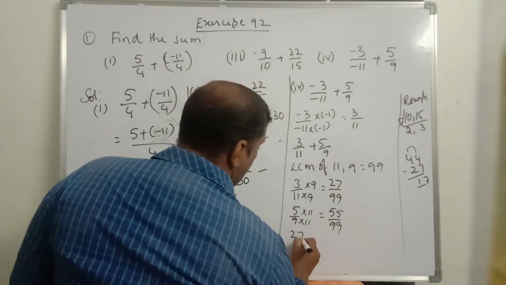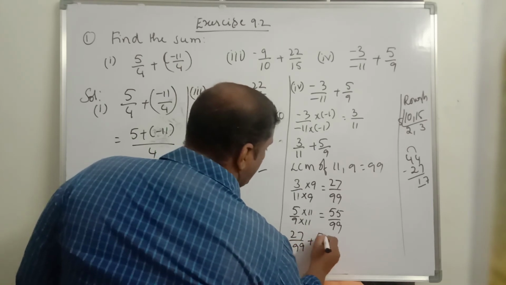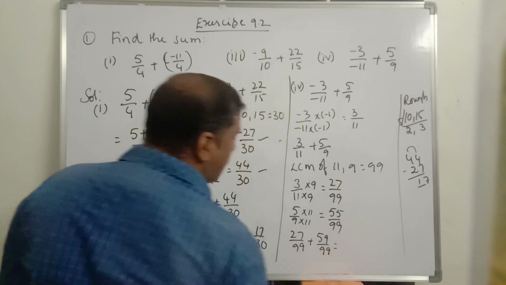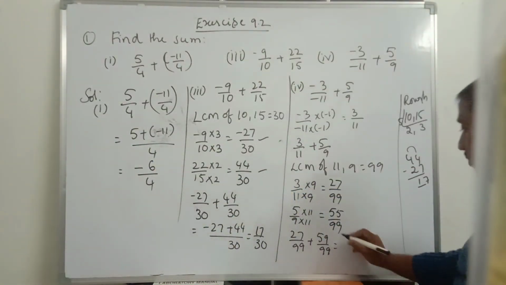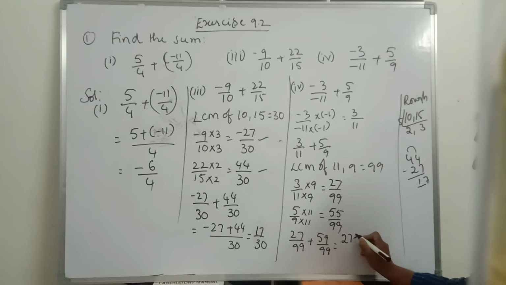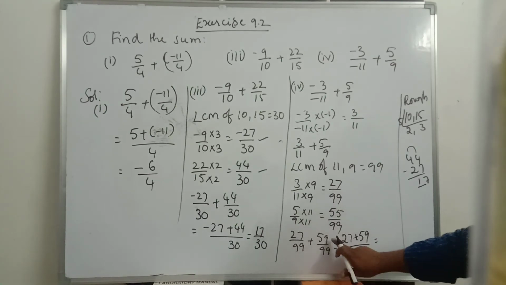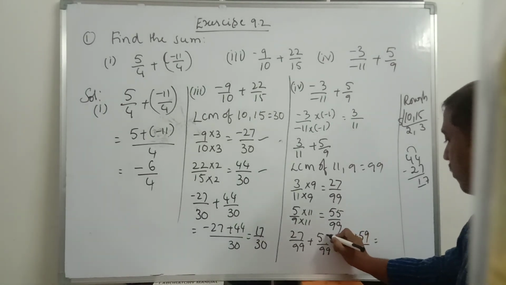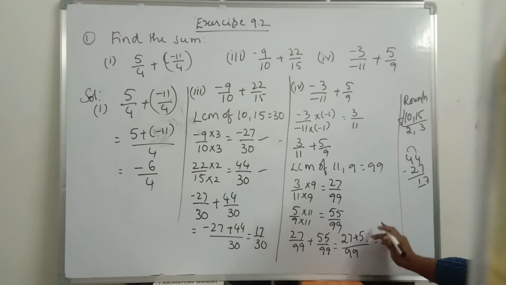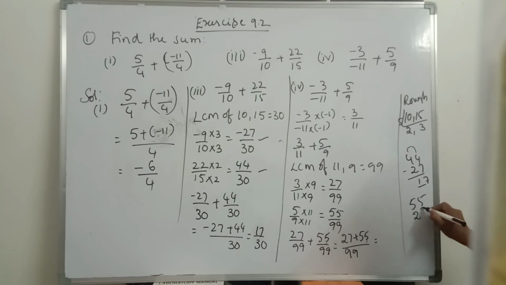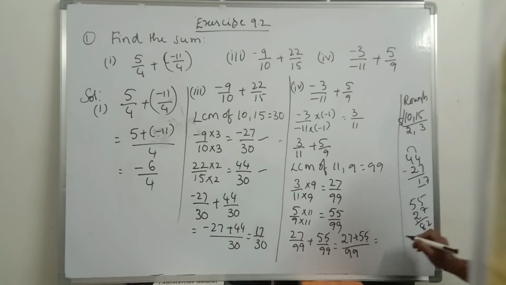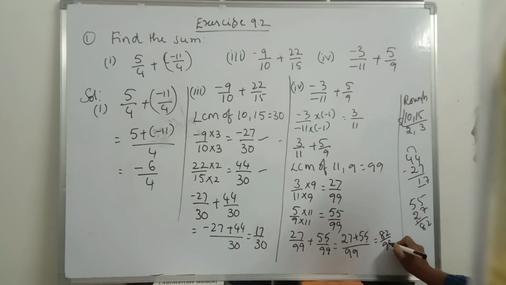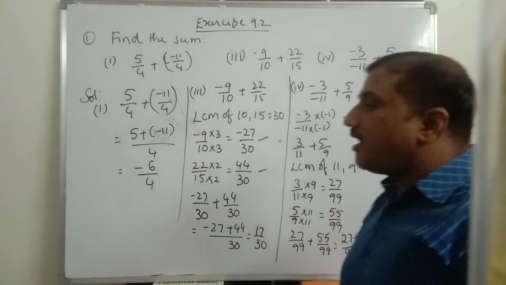Now add these two. 27 by 99 plus 55 by 99. So add these two numerators. What are the two numerators we get here? 27 plus 55 divided by 99. Sorry, not 59, it is 55. So 55 plus 27 is equal to, add the numbers in the rough column, 55 plus 27. 5 plus 7, 12. 5 plus 2, 7. 7 plus 1, it is 8. 82 divided by 99. So like this, we will add the rational numbers.